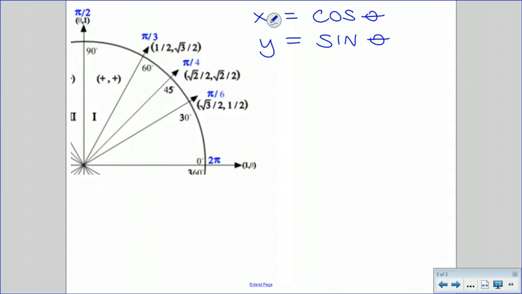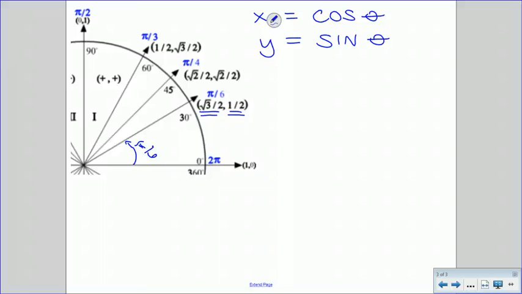That's why, for example, at this angle of rotation of pi over 6, the cosine of pi over 6 is root 3 over 2, and the sine of pi over 6 is a half, right? So we know that, hopefully.